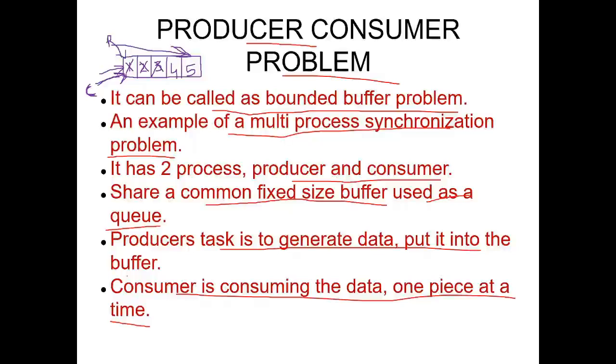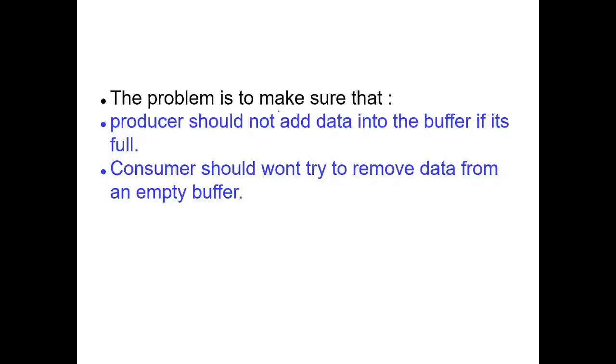So as the consumer has consumed these first 3 slots, these were empty. Then the producer has added once more to the slots and it has now become full. So when the slots are full, the producer cannot add any data into the buffer. So the clash arises here. Both producer and consumer should take care of that. So the problem is to make sure that the producer does not add data into the buffer if it's full, and the consumer won't try to remove data from an empty buffer.